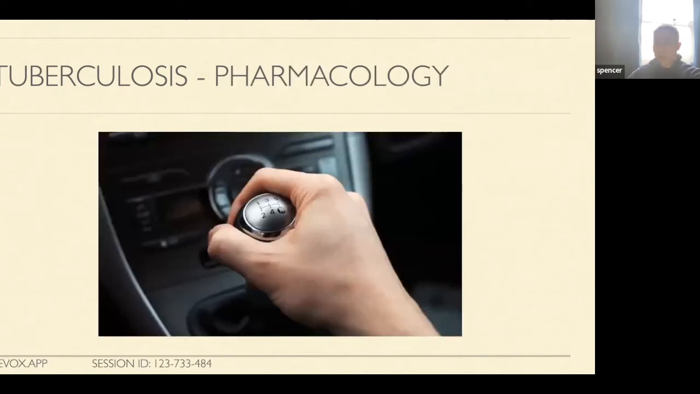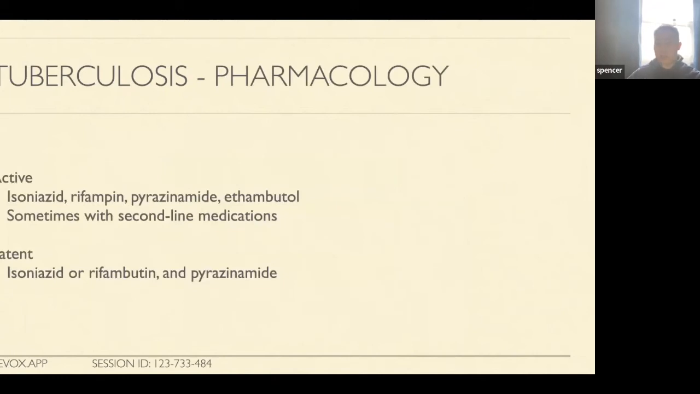Shifting gears a bit, we're going to go into some pharmacology at this point. Tuberculosis is usually treated with a combination of 4 main drugs for active TB: isoniazid, rifamycin, pyrazinamide, ethambutol, and sometimes you might add on some second-line medications depending on whether it's drug resistant. Latent infections you'll still treat, usually with isoniazid, or you might combine rifamycin and pyrazinamide for those that are resistant.